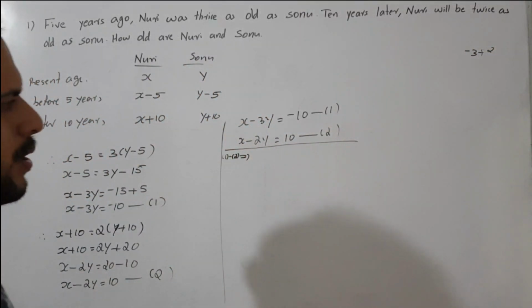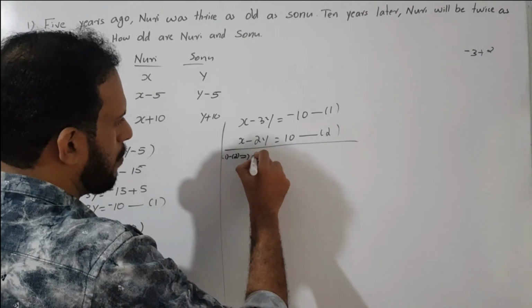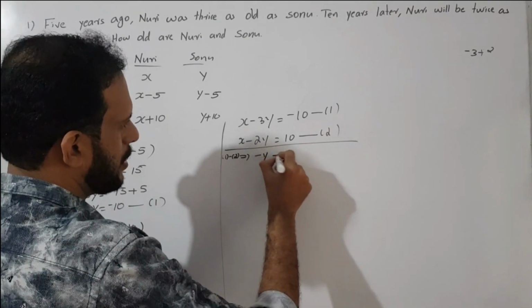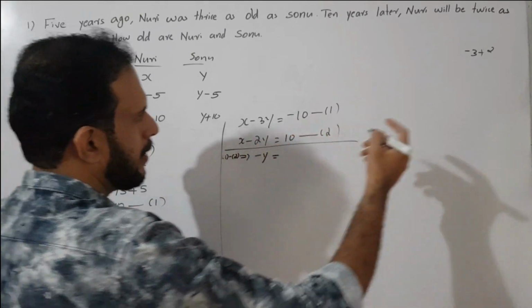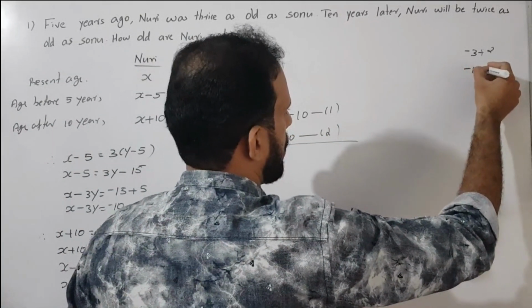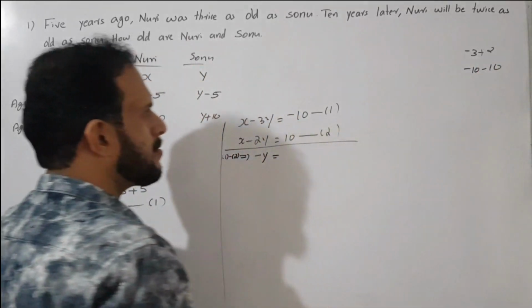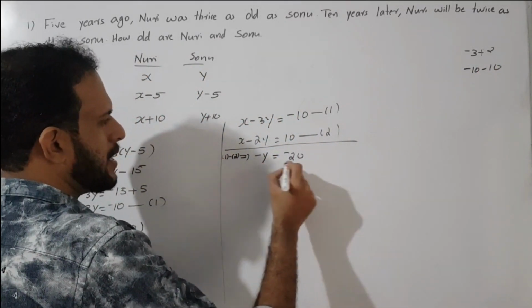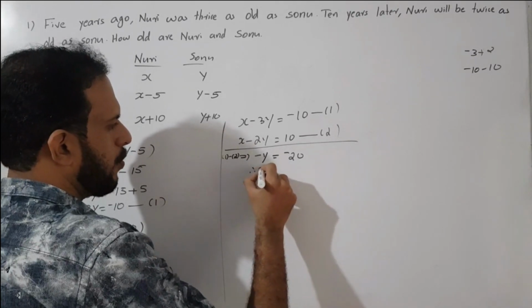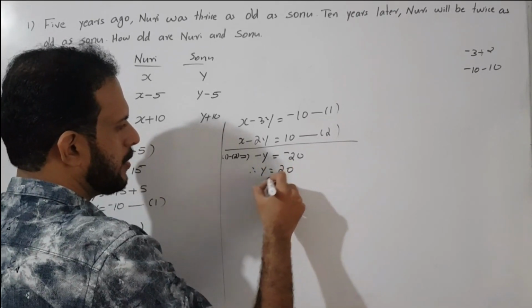What is minus 3 plus 2? It is minus 1. That is minus 1y, means minus y is equal to minus 10 minus 10, correct? What is minus 10 minus 10? That is minus 20. Minus y is equal to minus 20, therefore y is equal to 20, correct?